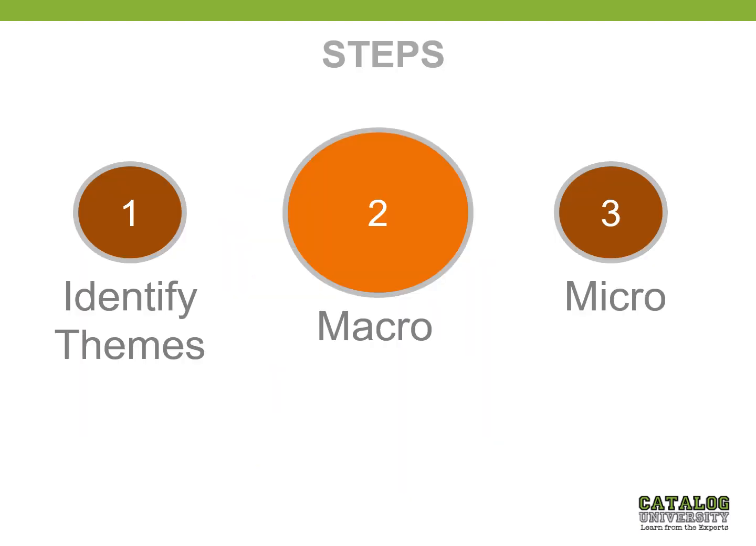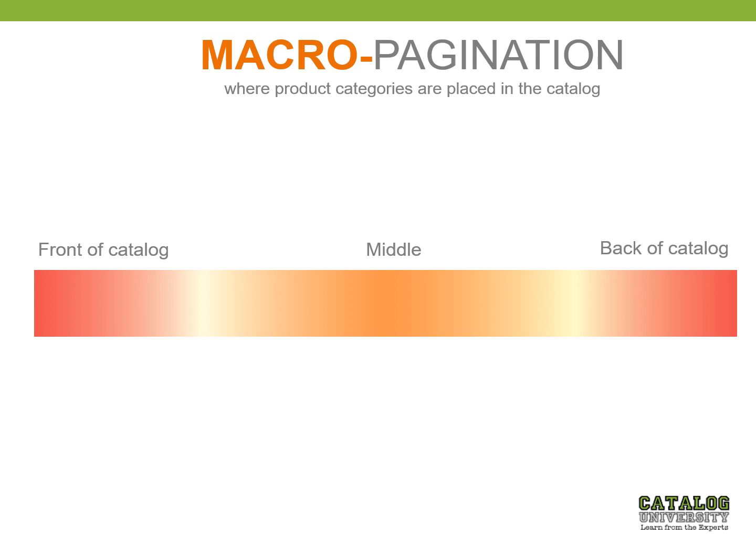Once you've identified themes that make sense within the context of your brand and your catalog, then you can move on to macro pagination. The first step toward creating an effective macro pagination is understanding where the hotspots are.